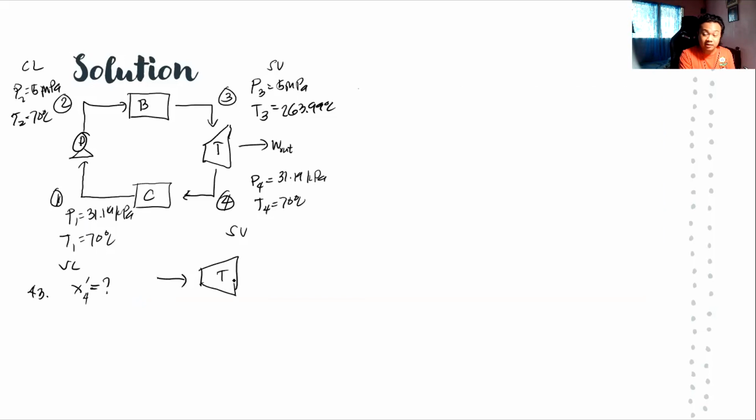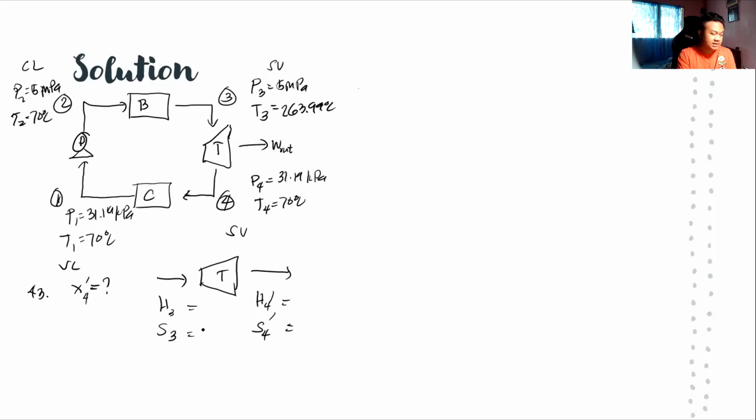Let's isolate the turbine. So we have here, let's list H and S, and then H4 and S4. It tells us that it operates isentropically. So meaning, whatever the value of S3 is, it is equal to the value of S4 prime. Because it is isentropic, it has the same value of entropy. So that's what isentropic means.